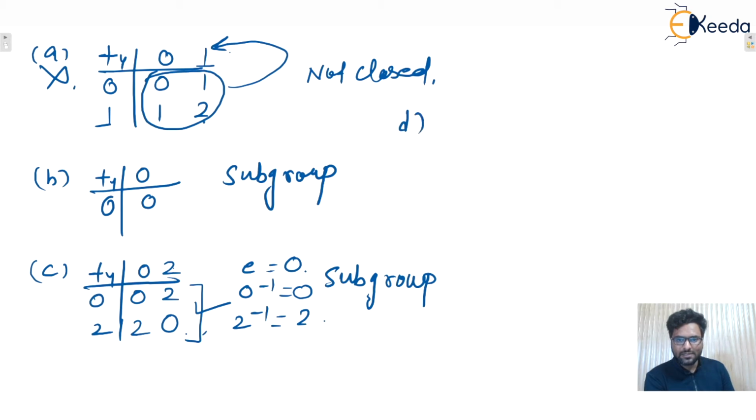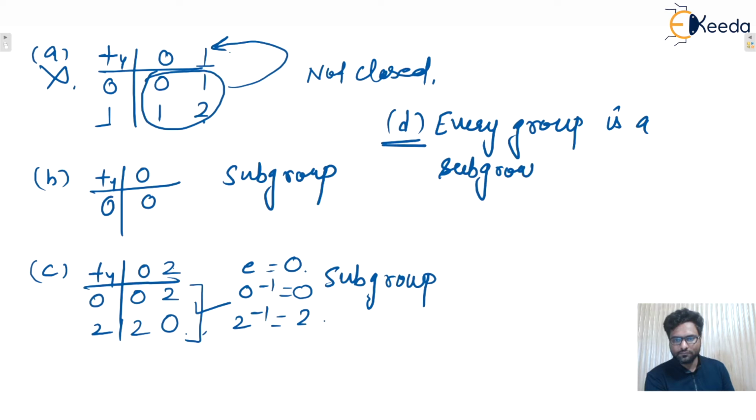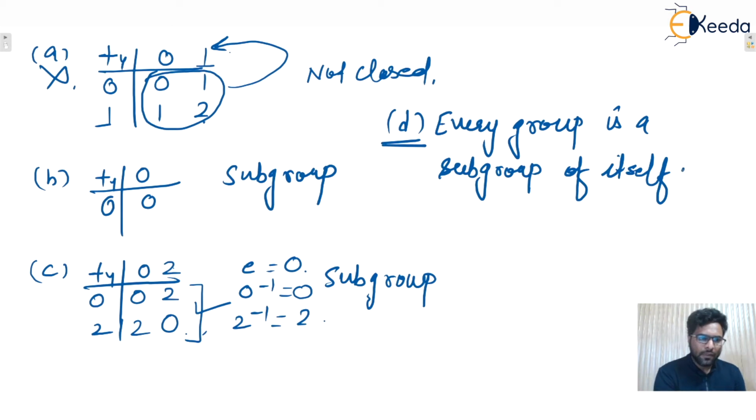And option D is the same group which is given in the problem. So we can say that every group is a subgroup of itself, yes or no? Every group is a subgroup of itself, isn't it? I hope this one is clear to everyone.